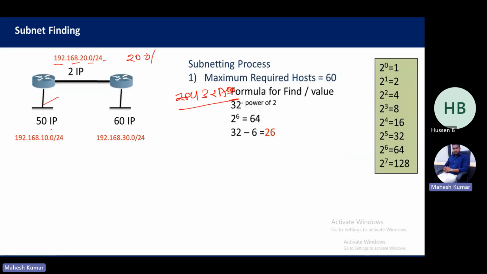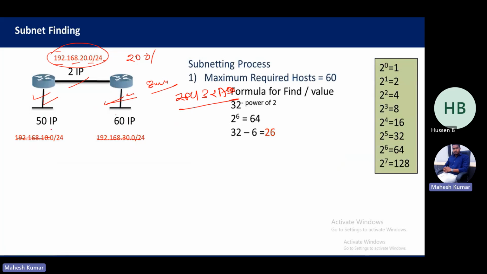I can also give IP to this one and this one also. I don't need to use the 10 series and the 30 series IP. By using a single IP I can provide IPs to all of my network. Even after providing the IPs, I can save some more IPs for the future.